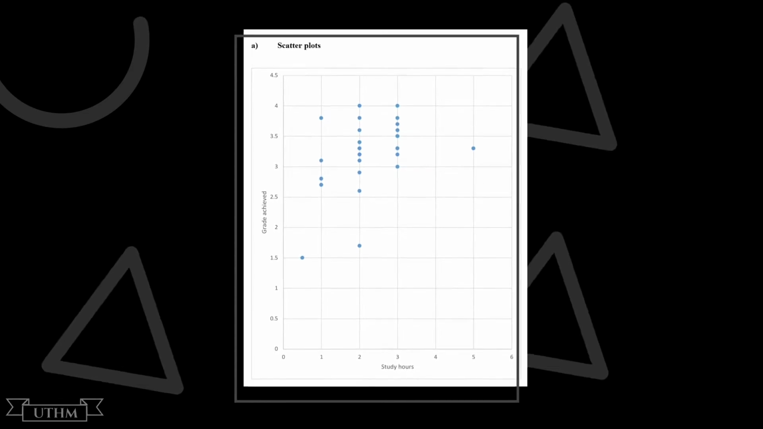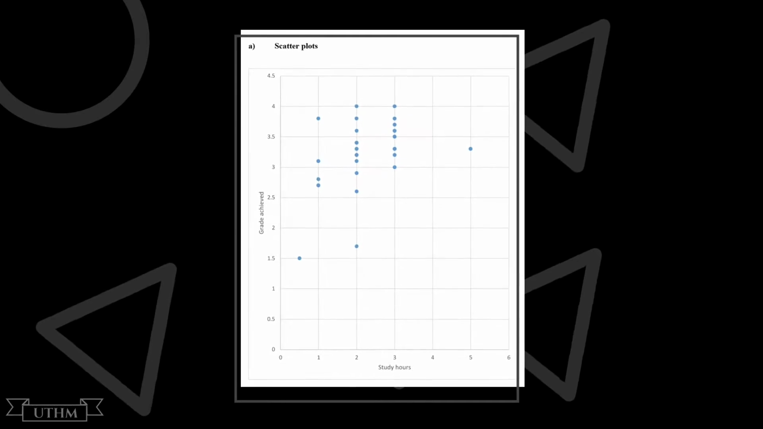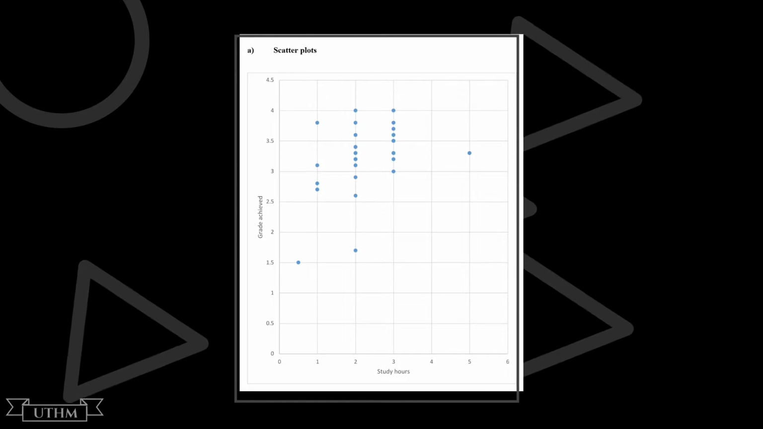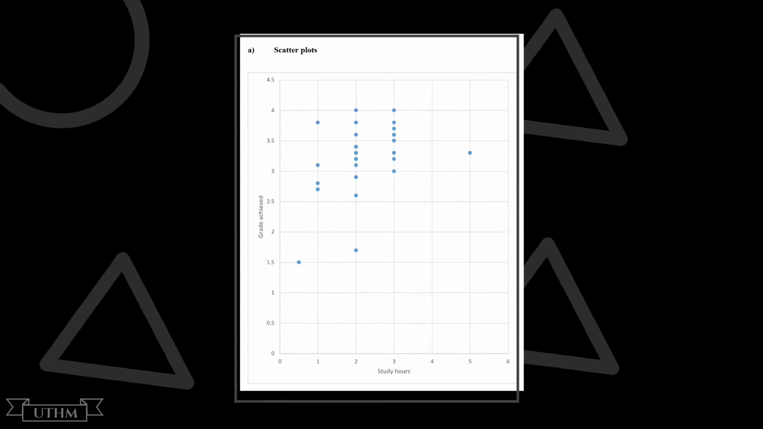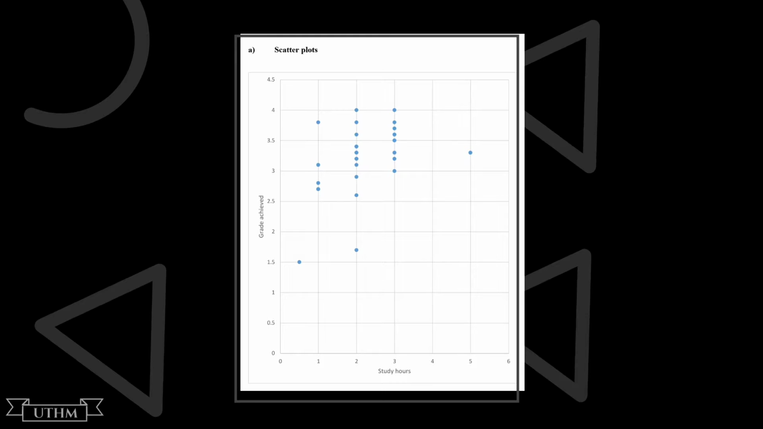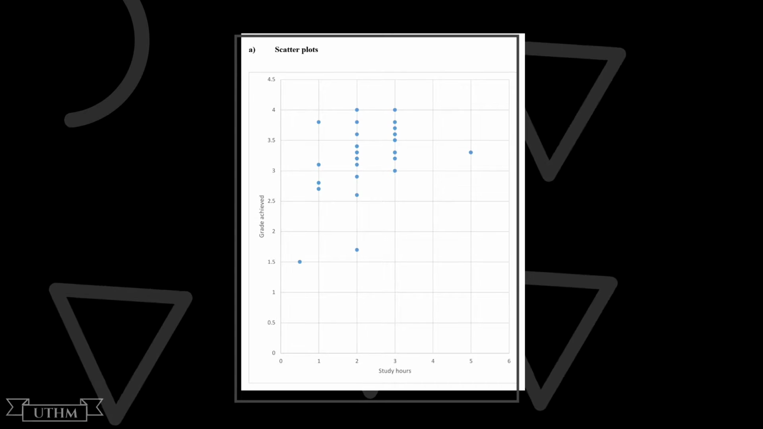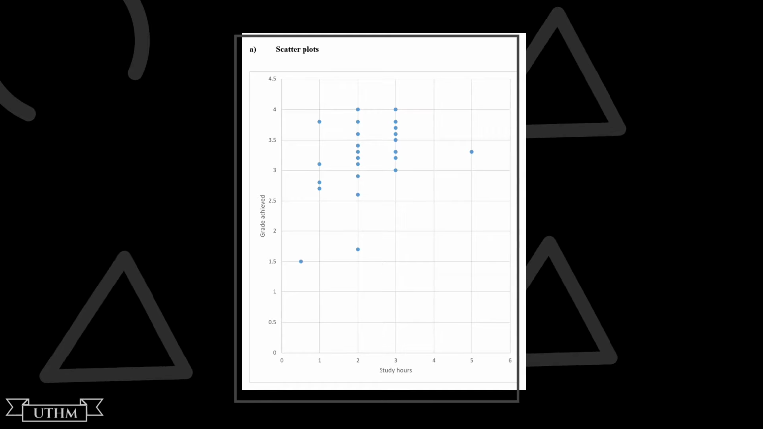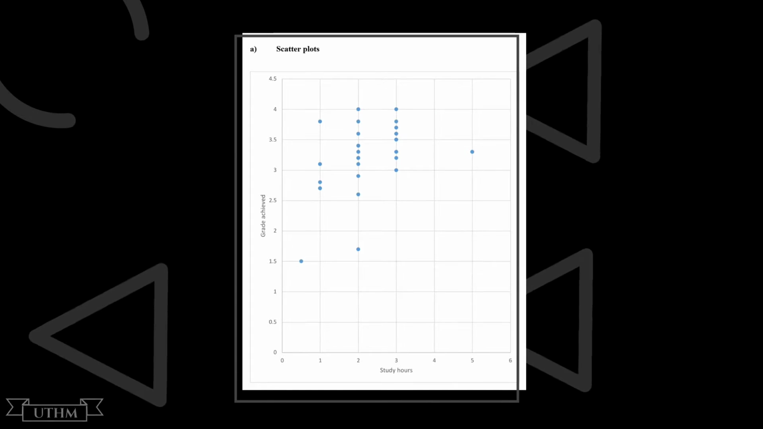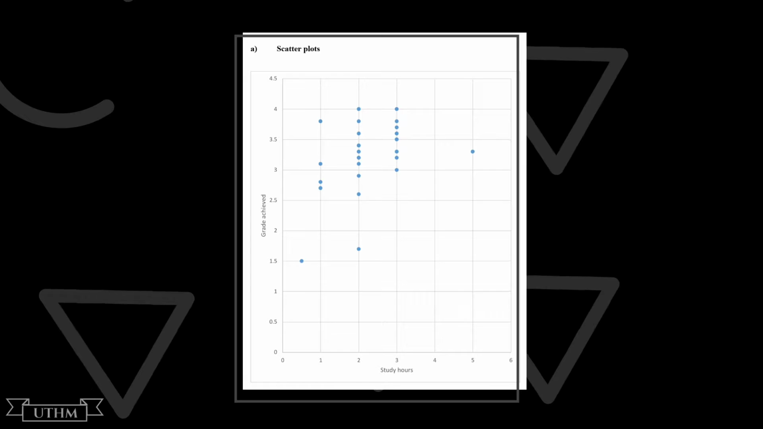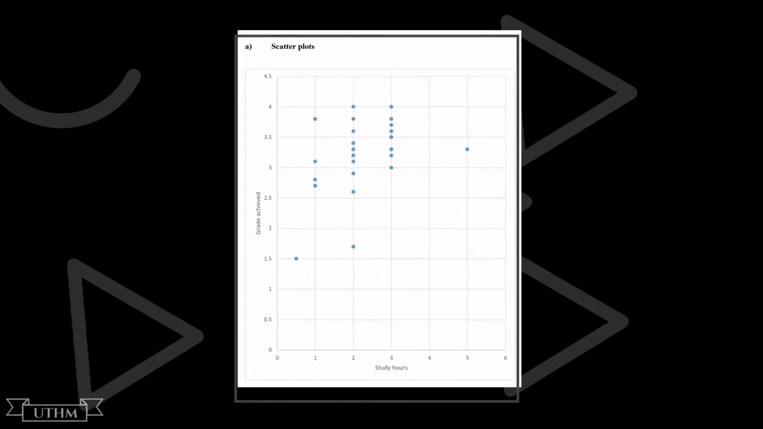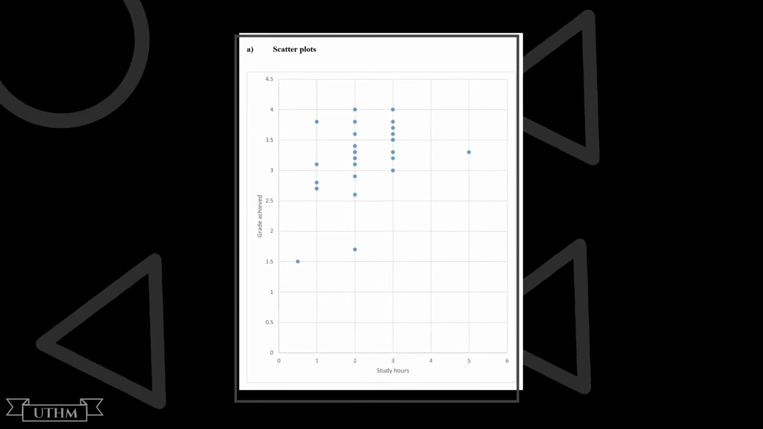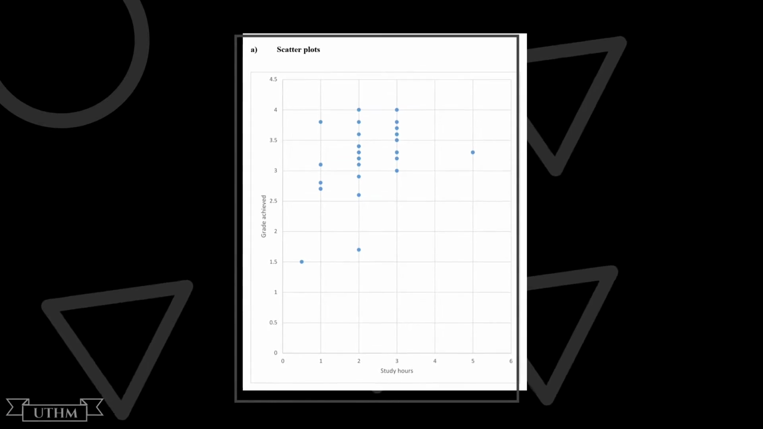According to the scatter plot, students who score a GPA of 3 and lower study a maximum of 2 hours, whereas those who score 3 to 3.5 spend a maximum of 3 hours studying. Last but not least, students with a GPA of 3.5 and above are limited to 5 hours of study time every day.